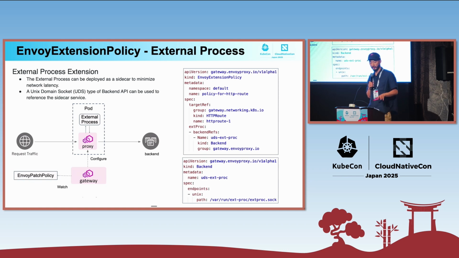To minimize the network latency, you can deploy the external process as a sidecar next to the proxy in the same pod, and use a Unix domain socket for the communication. So this is how you can do that. It's just a very simple YAML configuration.